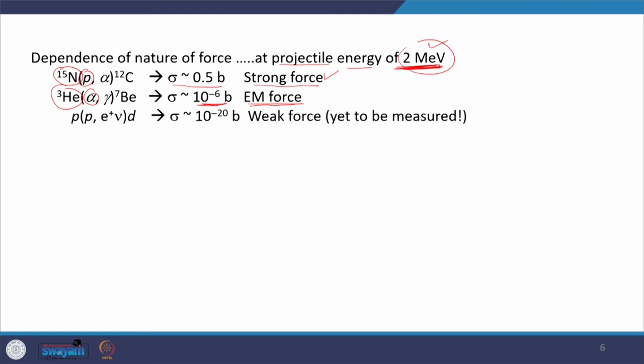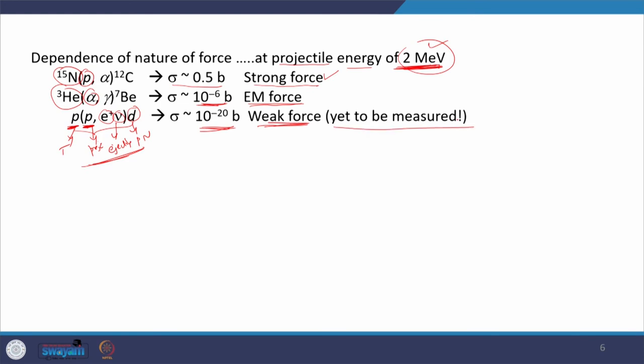And if you go for weak interaction like proton plus proton, which gives me deuterium, neutrino and positron, I hope you are aware of this representation. If I write it like this in the parenthesis, this is a target, this is a projectile, this is the product nucleus, and this is the ejectile. This terminology you are aware of. If weak interaction is involved, not strong or electromagnetic interaction, then the cross section comes down to 10 to the power of minus 20 barn.